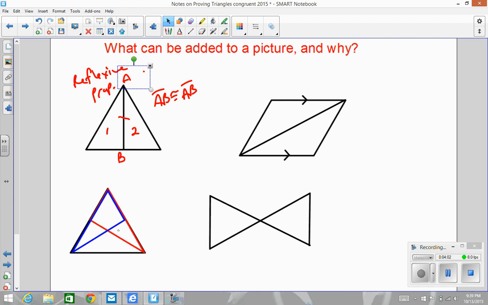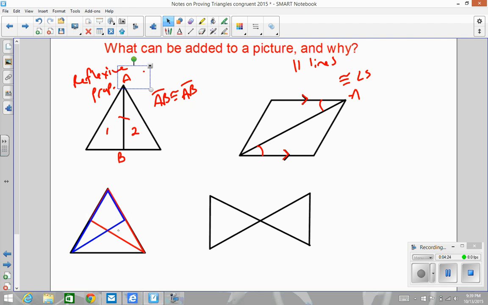Now in this problem over here, we have 2 marks here on these sides. That is parallel lines. And remember, parallel lines create special angle pairs, so we'd have like this angle and this angle congruent. So that would be corresponding angles, but you can have any angle pairs. So look for parallel lines, and you can put congruent angles into the problem.